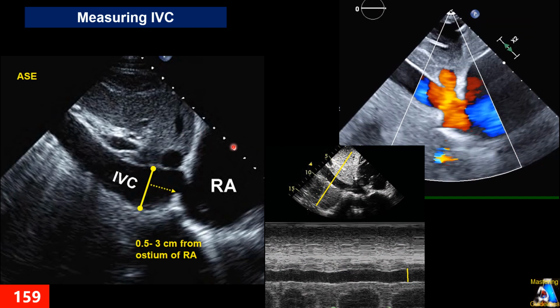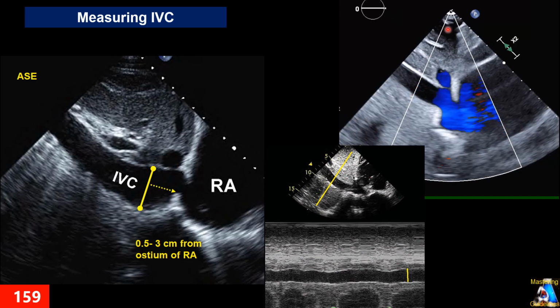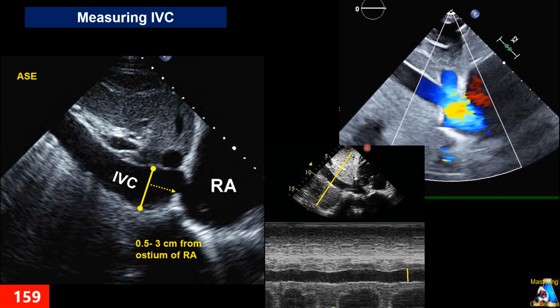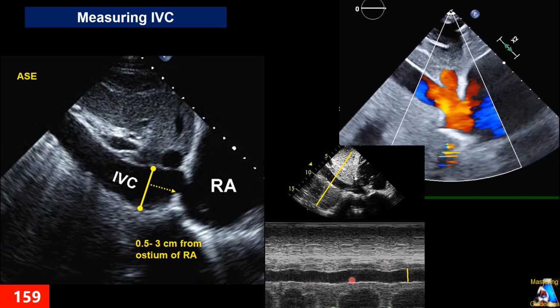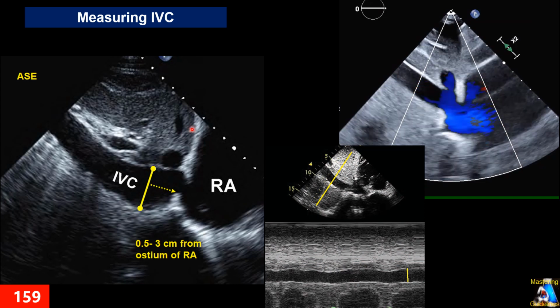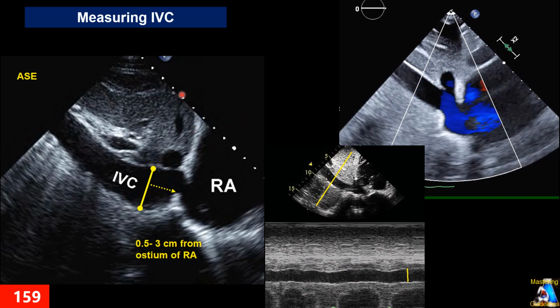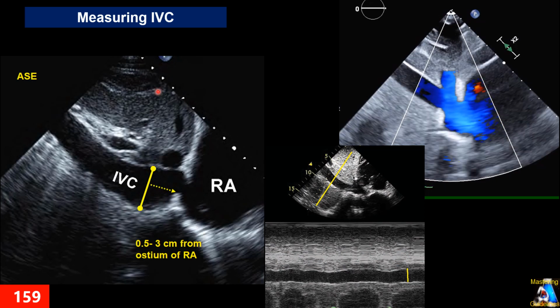Another technique is using M mode. We make a good image, then we put the cursor, making sure it is perpendicular to both walls, then we go to M mode and measure the largest spot that we can see. That is our measurement for the IVC. The normal IVC should be equal to or less than 2.1 centimeters.